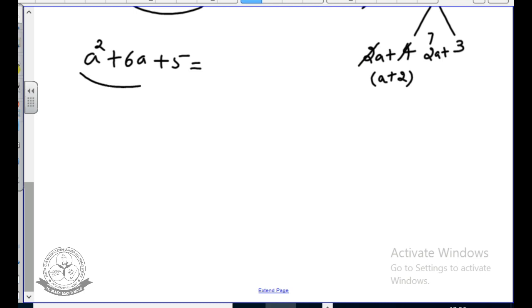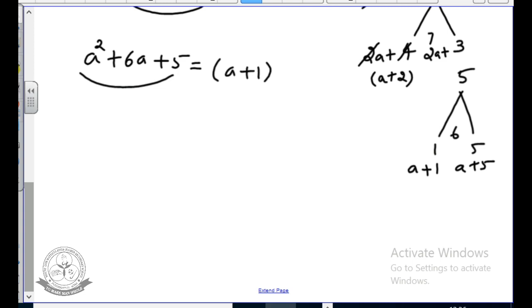The multiplication term is 5, the addition term is 6, right? So for this problem, multiplication is 5, the addition is 6. So 1 5s are 5, right? So the variable is here a. So a plus 1, a plus 5. So how can we write? A plus 1 then into a plus 5.